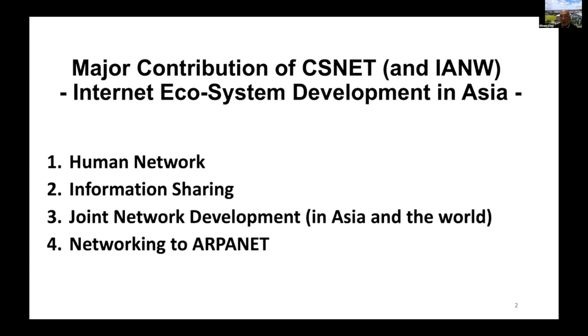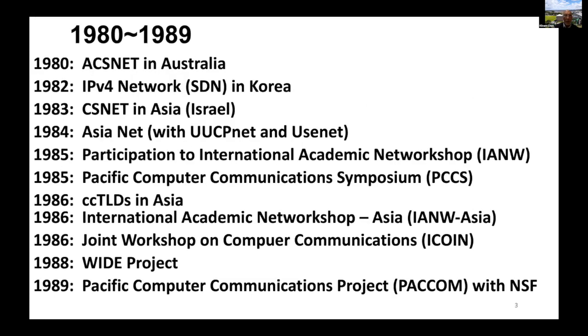Could you move to the next slide? Okay, in the 1980s, what happened in Asia Pacific? First, Australia. Australia's Computer Science Net, pretty much like a UUCP net or a mail network, was developed and started service in 1980.